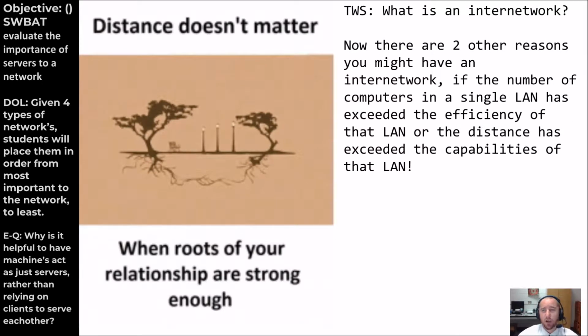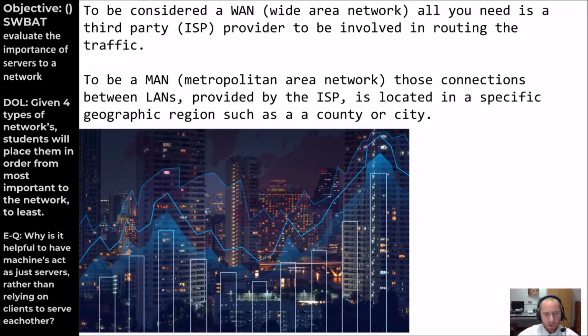And now I want to talk about 2 other reasons you might have an internetwork. If the number of computers in a single LAN has exceeded the efficiency of that LAN, or another reason to have this internetwork is the distance has exceeded the capabilities of that LAN. So we could talk about physical difference there. So we got LANs, internetworks. Now let's talk about WANs and MANs.